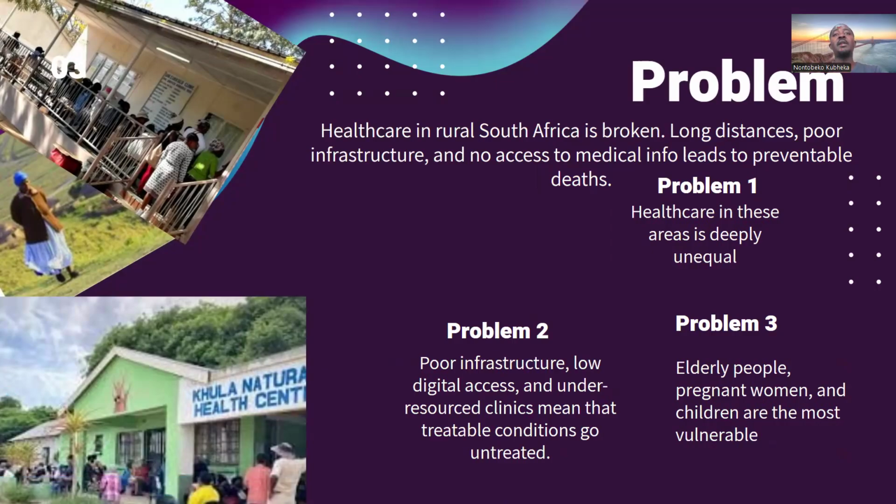healthcare in rural South Africa is broken. We have elderly people walking long distances. We have poor infrastructure. No access to medical information leads to preventable death. So the problem is healthcare in these areas is deeply unequal. Elderly people, pregnant women, children are the most vulnerable ones.